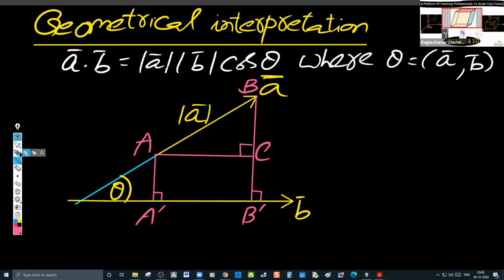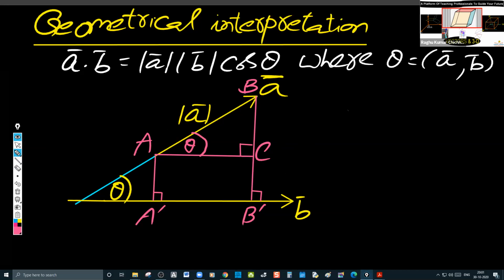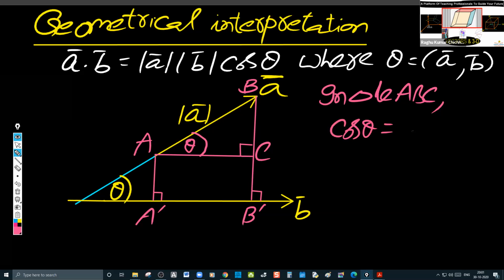Now I'm interested in A dash, B dash. Now you tell me, any one of you, what is this angle here? If this is theta, what is this angle? Because these two are parallel lines, yes, it is also theta. Correct, no? Now, let me write cos theta in triangle ABC. In triangle ABC, tell me cos theta, please. Adjacent side, AC divided by, come on, tell me, AB. Yes, sir.